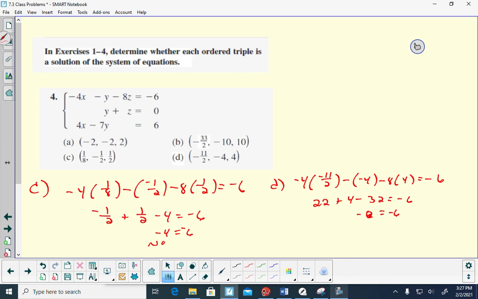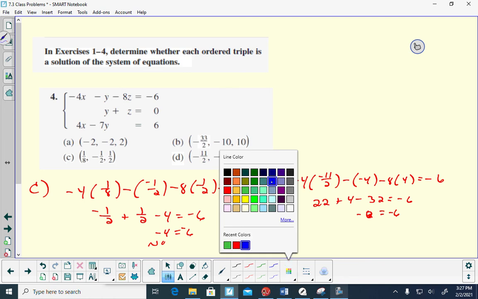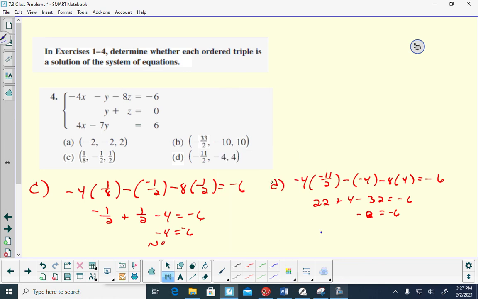So I'm going to continue on to the next one, which I believe we did in blue. So now I'm going to do y, which is negative 10, plus z, which is 10. I want to see if that's equal to 0. So I get 0 is equal to 0. So it does work for the second equation.